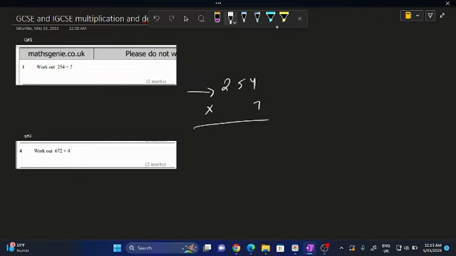Now you have to do multiplication. 7 times 4 is 28. 8 can be written over here. 2 can be taken as carry. 7 times 5 is 35. 35 plus 2 would be 37. So out of 37, 7 could be written. 3 can be taken as carry. 7 times 2 is 14. 14 plus 3 would be 17. So 17 can be written completely.